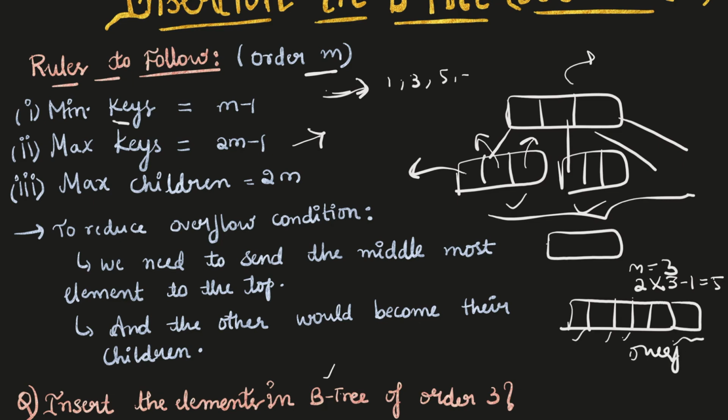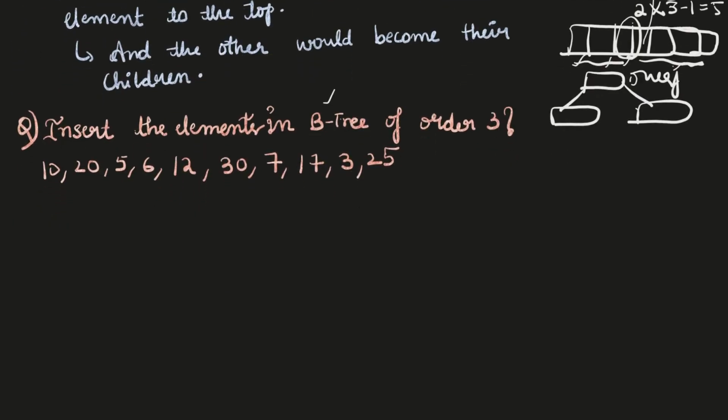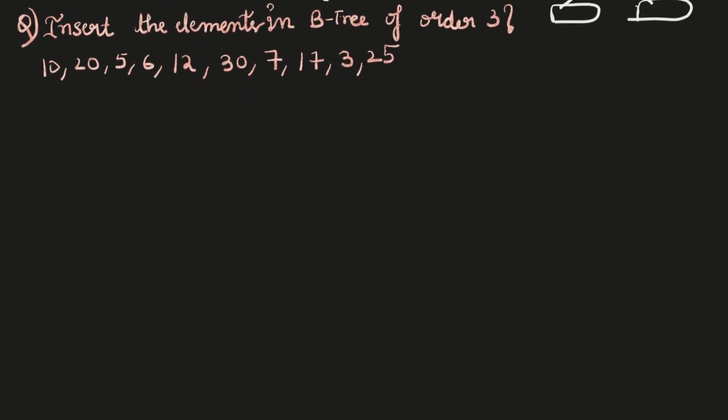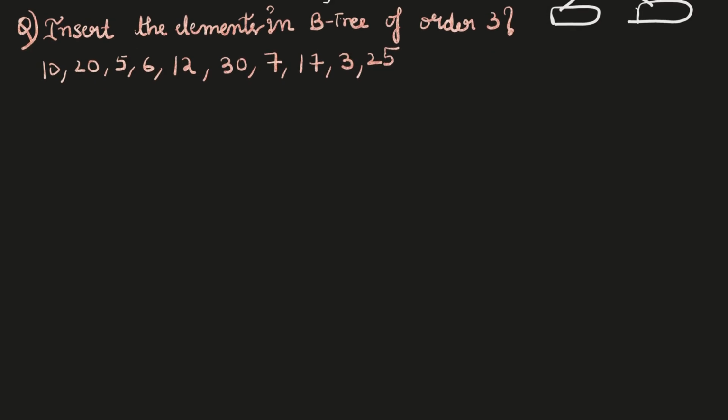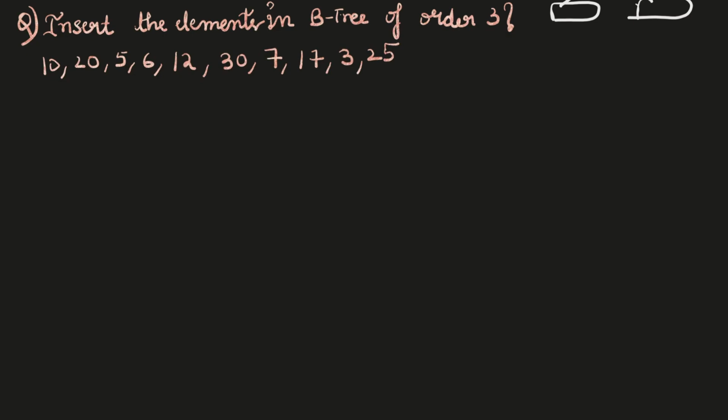So to reduce it, the middlemost element, this is 1, 2, 3, 4, 5, 6. So 6 by 2 is 3. So the third middlemost element would go to the top. So now this would split into two parts. Okay. Now let's see with an example so that you'll have clarity. Insert the elements in B tree of order 3, and these are all the elements to insert.